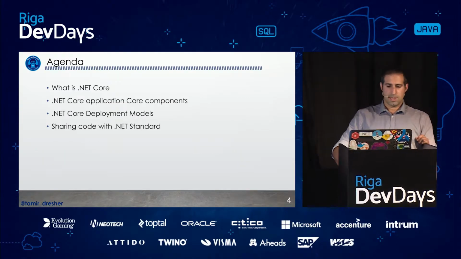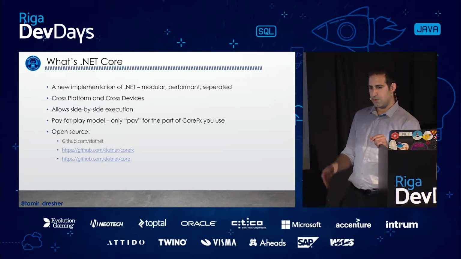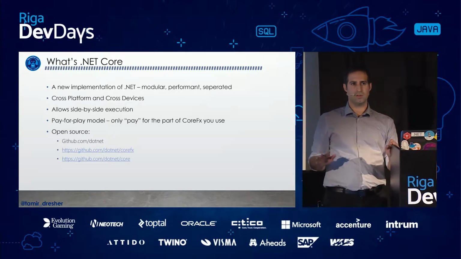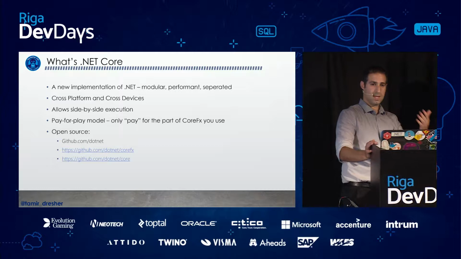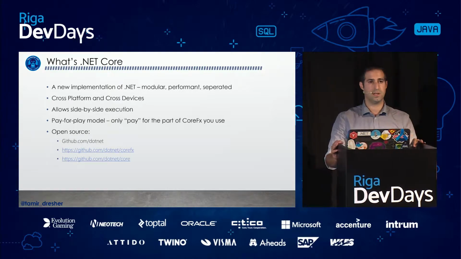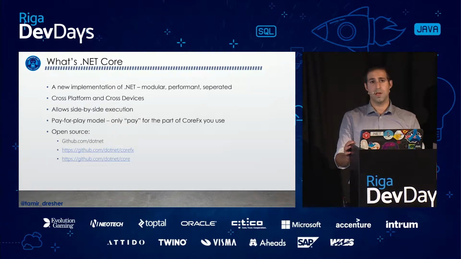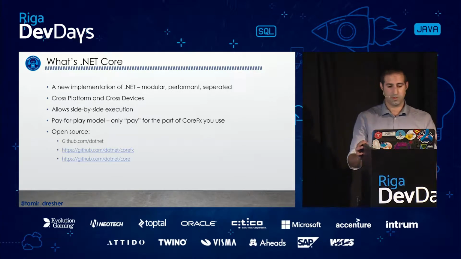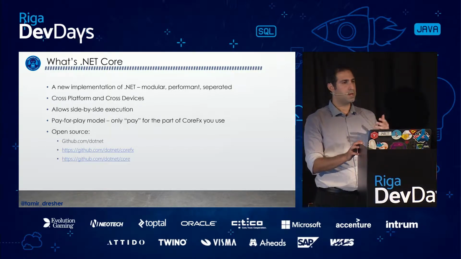So let's start with talking about what exactly .NET Core is. The first thing we need to understand is that .NET Core is a new implementation of .NET. Some of the things that were written before have been adopted and used inside .NET Core, but a lot of things have been re-implemented, a lot of new things have appeared, and now we have an implementation of .NET that is much more modular.